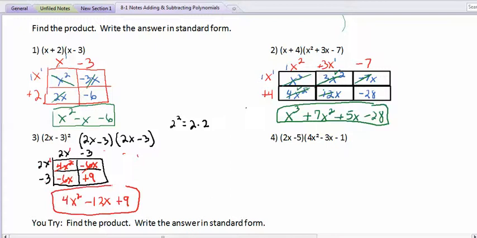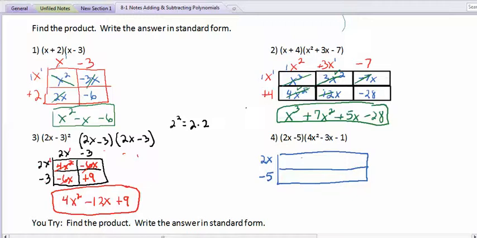Okay, the next one, your box is already done for you. I'm going to go ahead and create a box for myself, and it's going to be a 2 by 3. So I'm going to make it a little bit longer. So here's my 2 over here. My 2 is going to be 2x and a negative 5. Then my box of 3 is going to be this. It's going to be 4x squared on the top minus 3x, that's my other box, and then a minus 1.